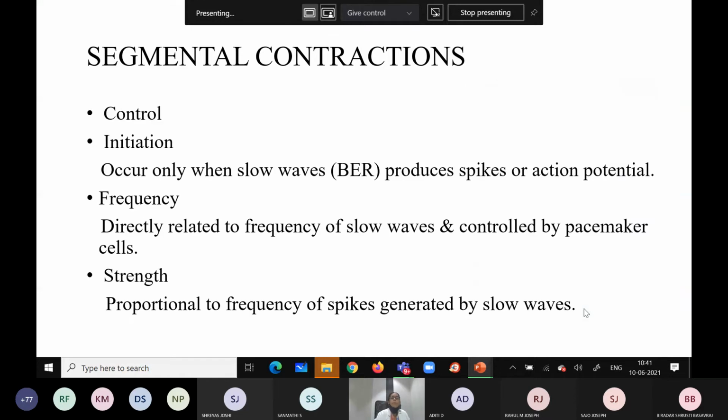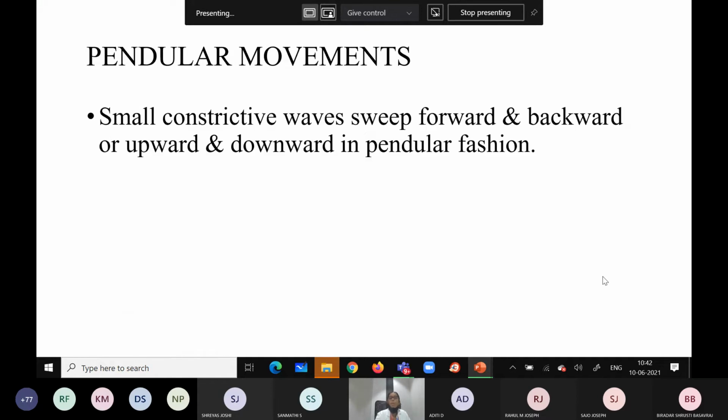Now, how are the segmental contractions controlled? Initiation occurs only when the slow wave produces a spike or action potential. When the basal electrical rhythm reaches threshold and produces a spike or action potential, only then will these contractions be initiated. Its frequency is directly related to the frequency of the slow wave and is controlled by pacemaker cells. Strength is proportional to the frequency of spikes generated by the slow waves.